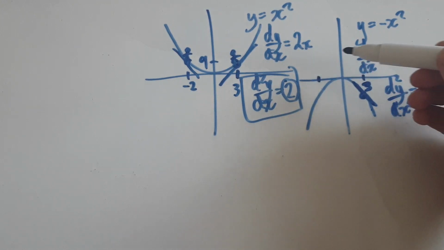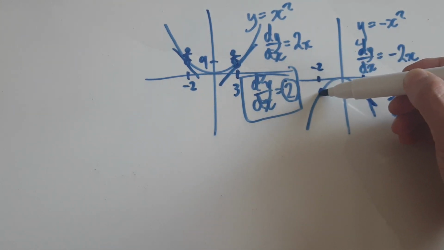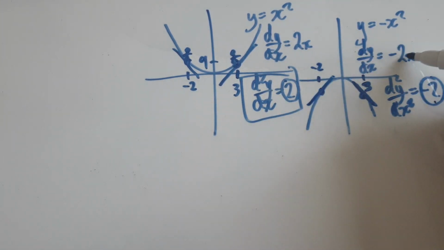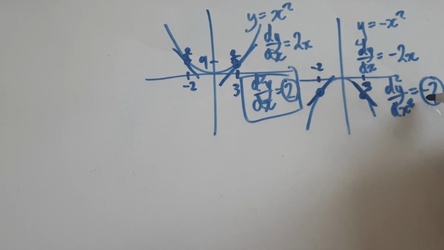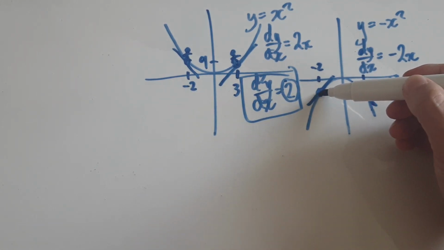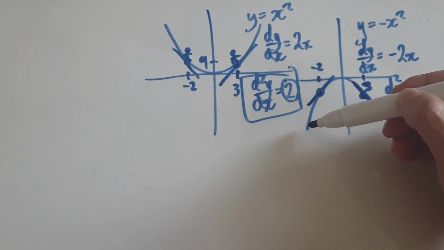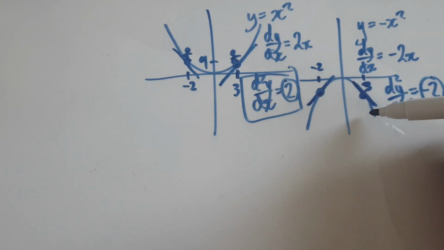If you're at, let's say, negative 2, your gradient will be negative 2 times negative 2, which is positive 4. That's your gradient. Your concavity is negative 2. So if you're standing here, it means that you're trying to bend downwards. Okay?